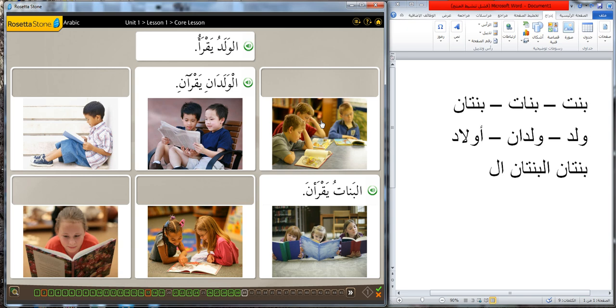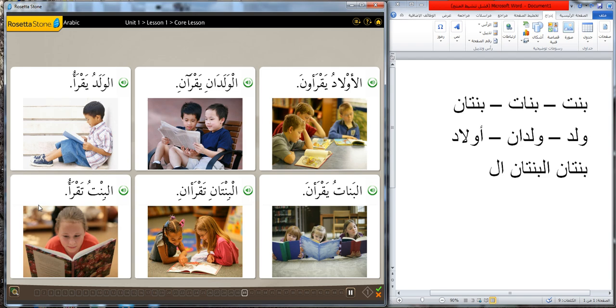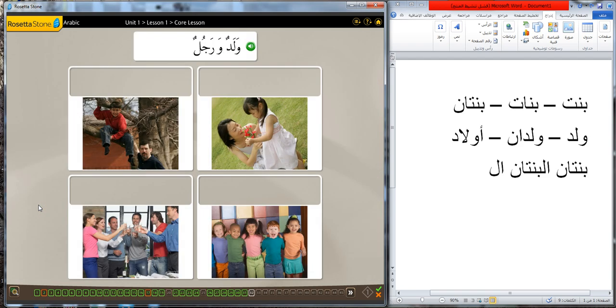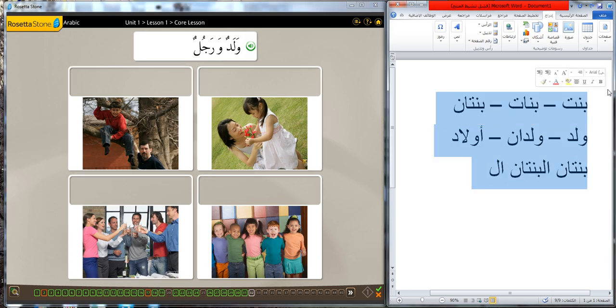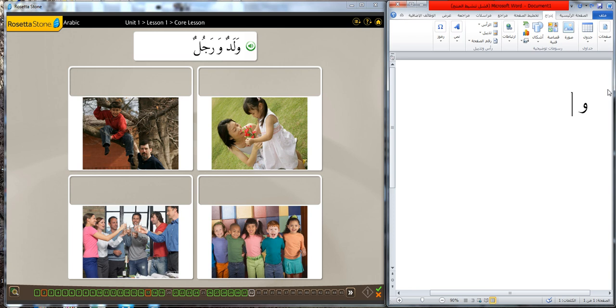الولد يقرأ. البنت تقرأ. البنت, the girl. ولد ورجل. Now we have wa, it means and. So ولد, a boy, and رجل, a man. A boy and a man. Okay, so wa is and.